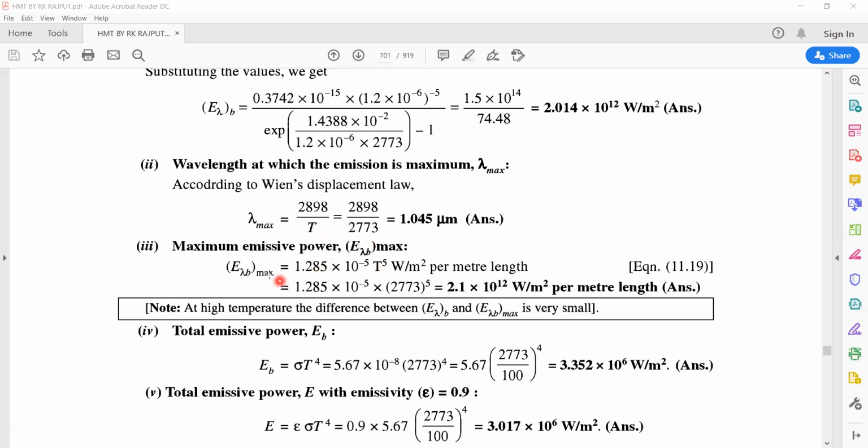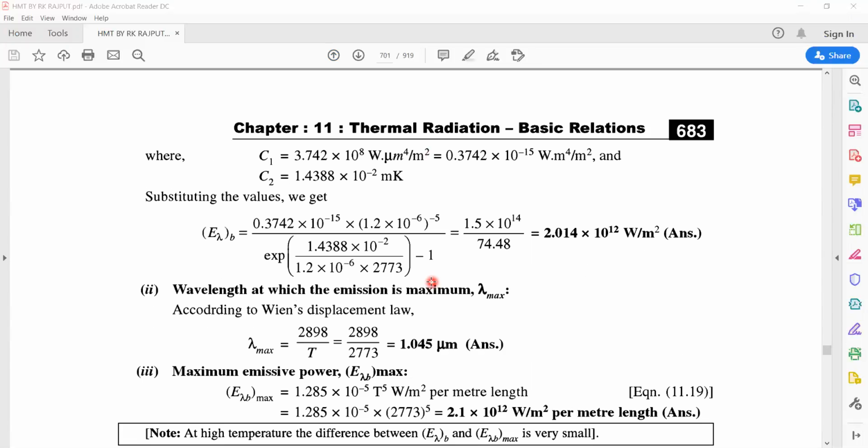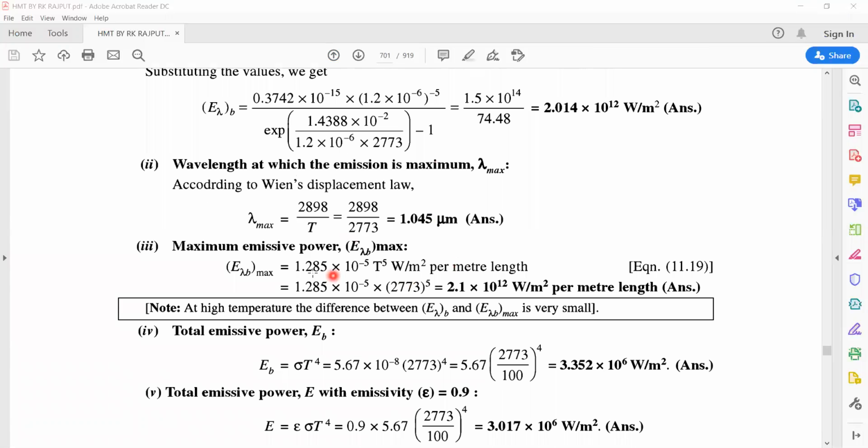So here no confusion, because already I told you how to get the value of maximum emissive power. So just substitute. So in this equation, just take lambda as lambda max, and T is already mentioned here. Lambda maximum we have already calculated as 1.045. Do take it in terms of meters. Just multiply with 10 to the power minus 6. Okay. So after that, do the calculation and substitute, and you will get the value as 2.1 into 10 to the power 12 watt per meter square per meter length. Okay.